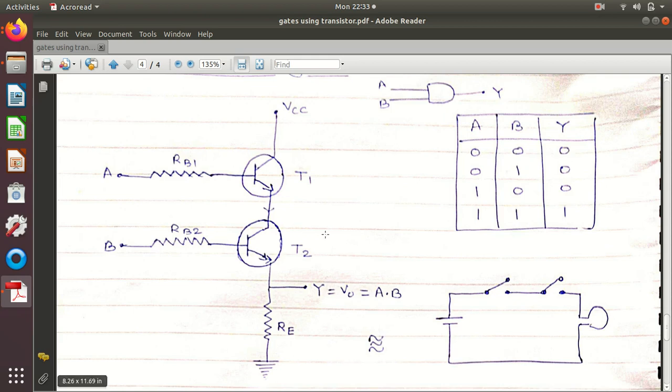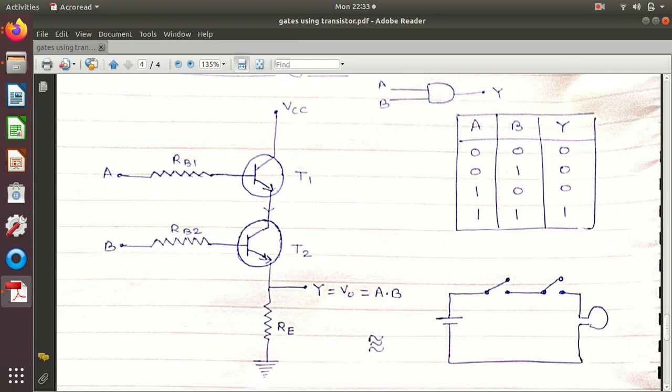Now, this is the circuit diagram by which we can see how an AND gate is constructed by a combination of transistors. Here, two transistors are used, say T1 and T2, again NPN transistors. To the base of one transistor, we connect input A. To the base of the second transistor, we connect the second input B through some base resistance RB.